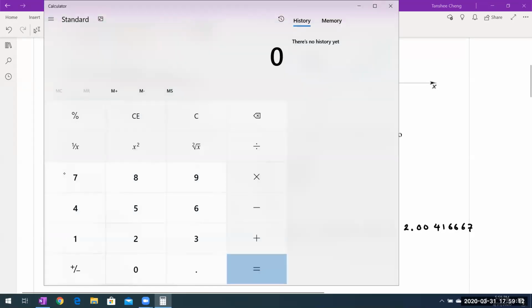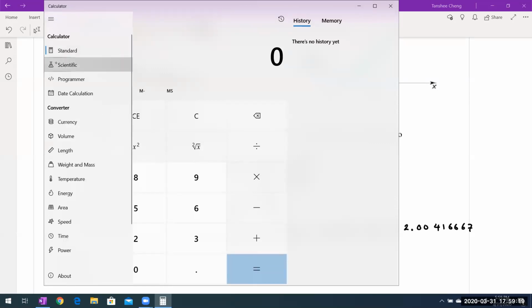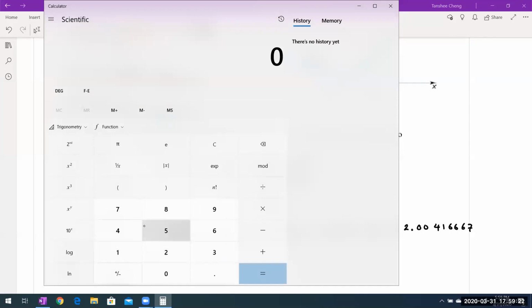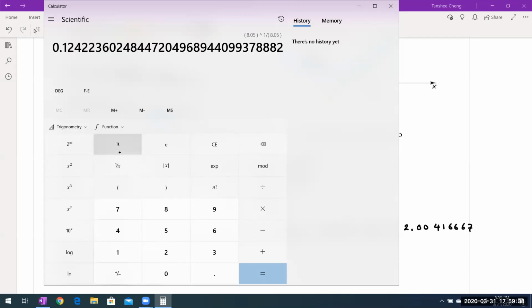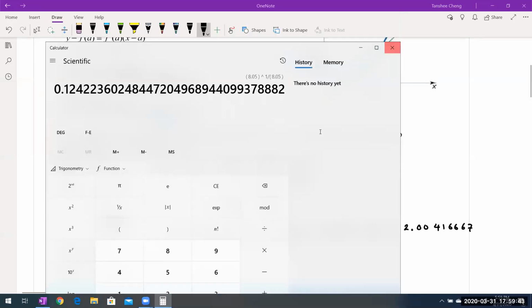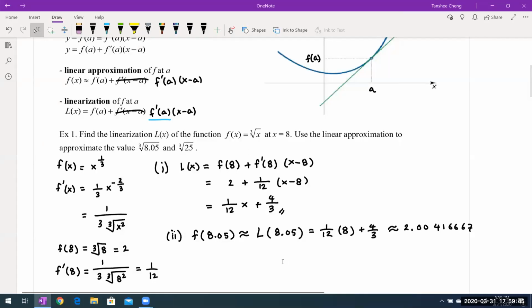I missed the calculator. Oh, I don't even have a cube root. Scientific. Okay. So 8.05 to the power of 1/3. Oh no, this is not right. But anyway, do you have your answer already? It should be close. Okay.